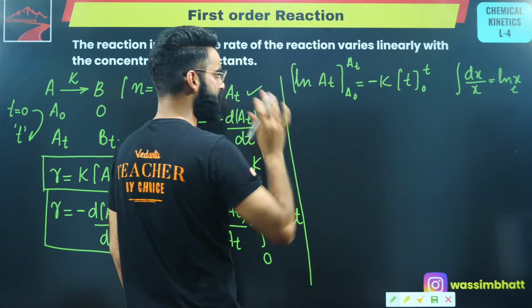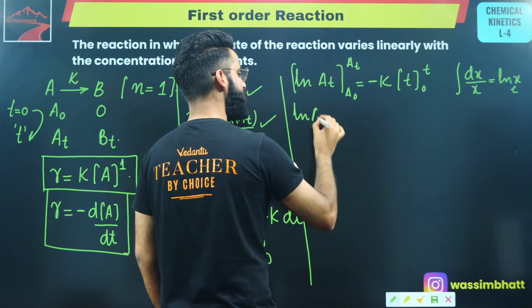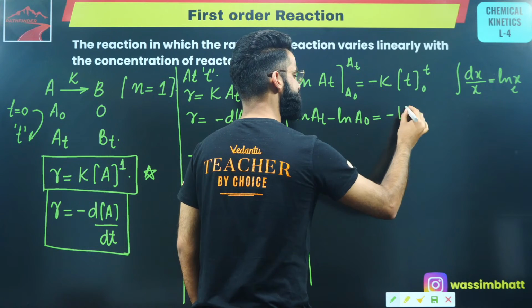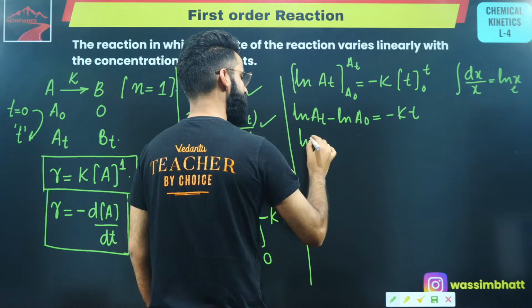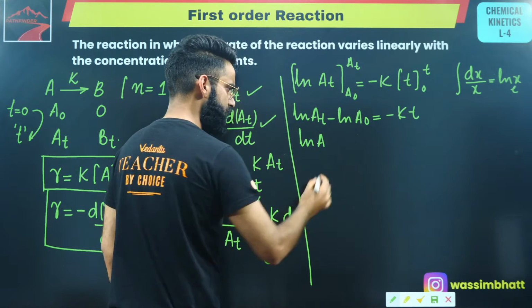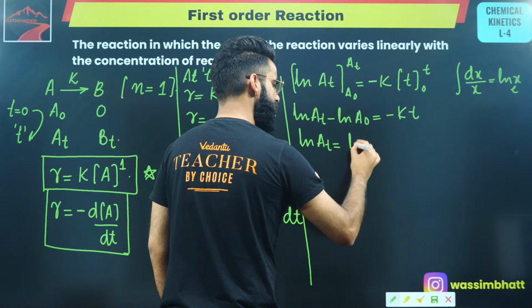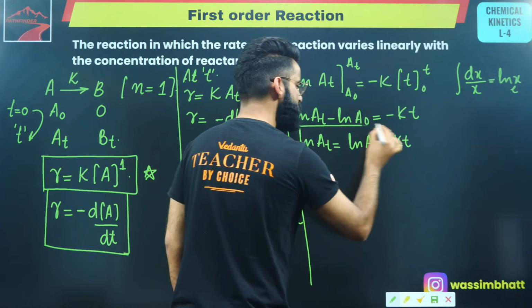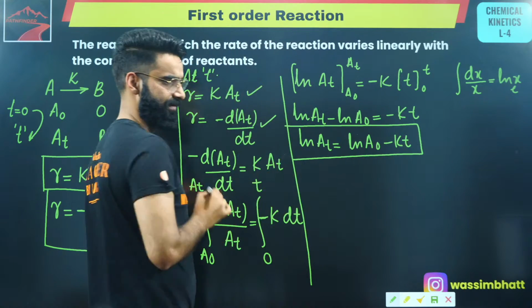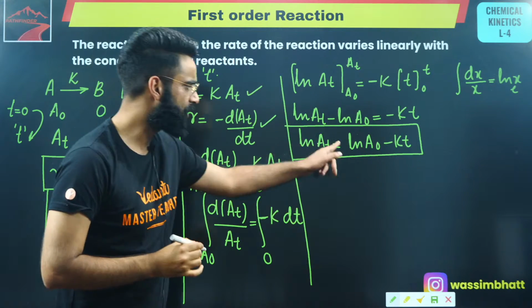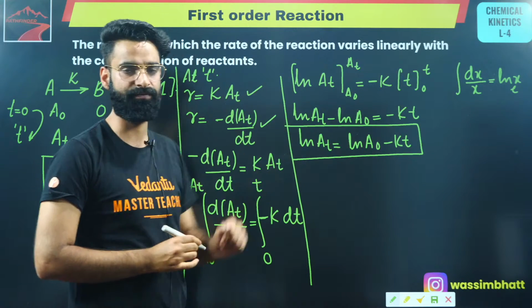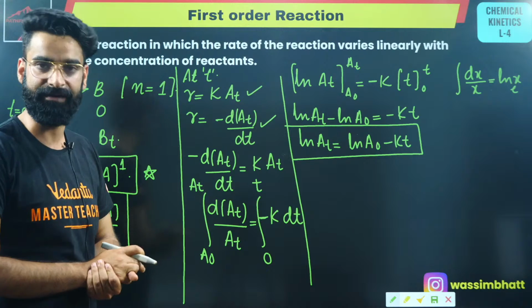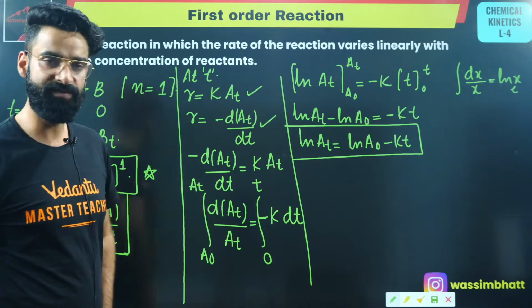Now put the upper limit, put the lower limit. You'll be getting ln of At minus ln of A0 will be equal to minus kt, or you'll be writing ln of At is equal to ln of A0 minus kt. This is one of the forms of the integrated rate equation for the first order reactions. Similarly, there are a lot of forms of the first order integrated rate equation. Let's get to know those forms as well.